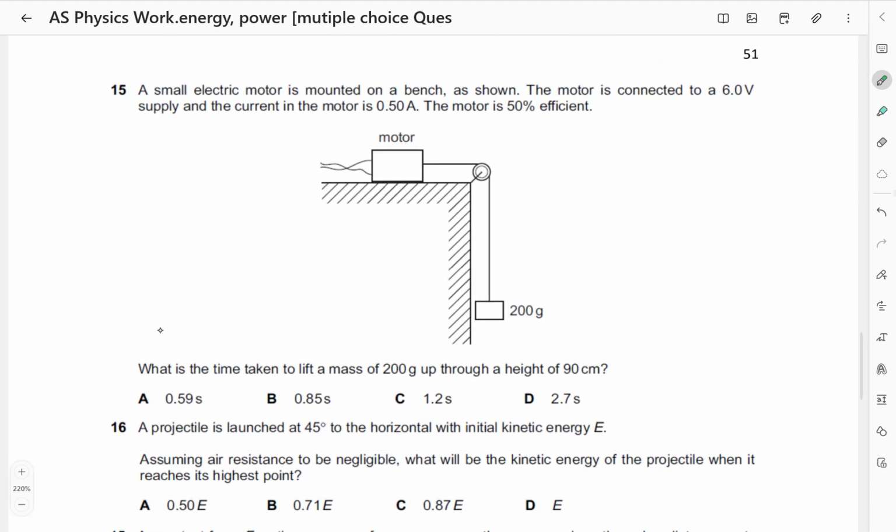A small electric motor is mounted on a bench as shown. The motor is connected to a 6-volt supply and the current in the motor is 0.5 amperes. The motor is 50% efficient. What is the time taken to lift a mass of 200 grams up through a height of 90 centimeters?